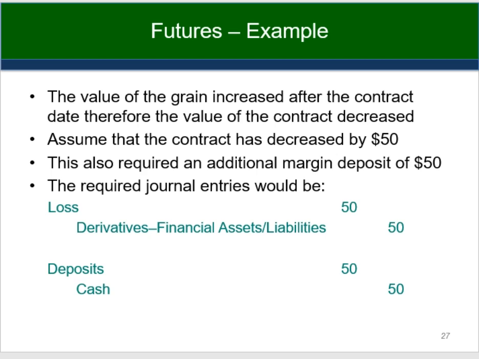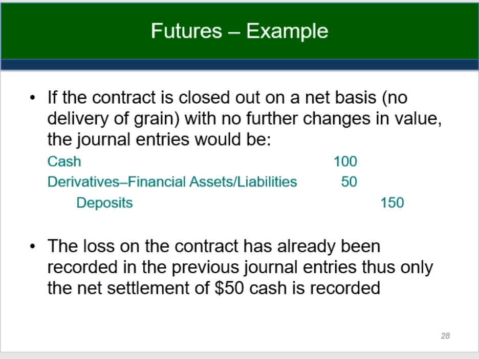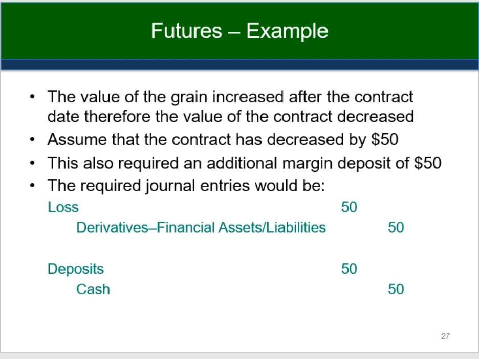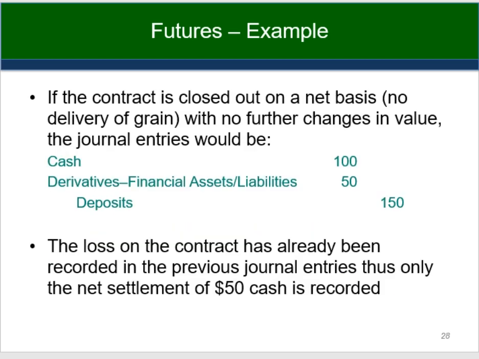And if we had to increase the margin, we would have to record that as an increase in the deposit as well. So if the contract is actually closed out on a net basis, there's no actual delivery of grain, then the journal entry would be reducing cash by $100 because it costs us $100. Back up here, the deposit amount is $150 now, and so we would have gotten $100 back. Our deposit would have been gone, and we would have to recognize the loss through a lowered amount in our return from the margin account.